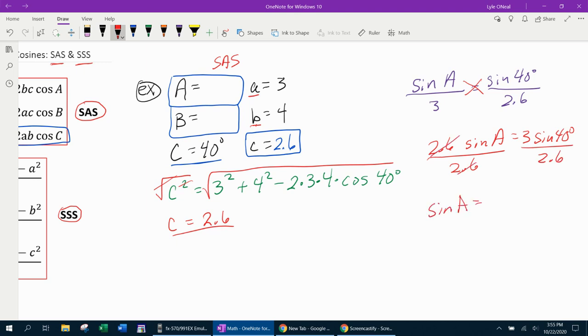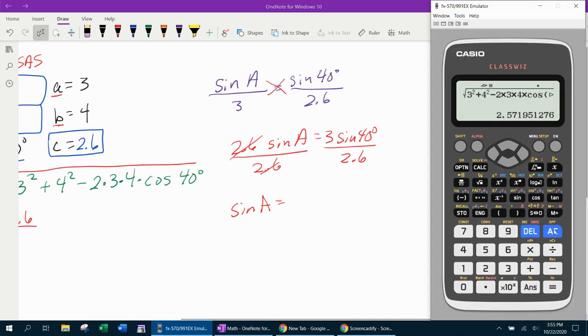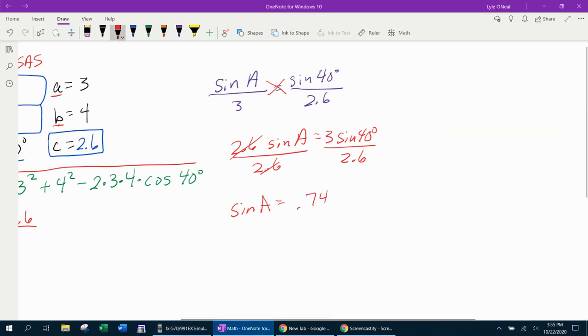Sine A is, and let me pull this over here so I can use my calculator, 3 sine of 40 divided by 2.6. Now listen, this is an intermediate step, so we need to take that to 4 decimal places at least. 0.7417. Any intermediate step, you really should round it to at least 4 places.